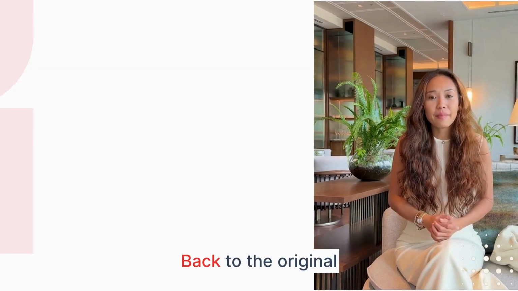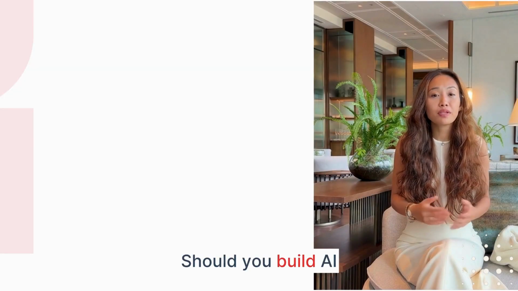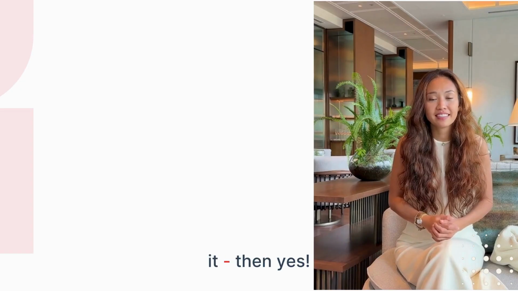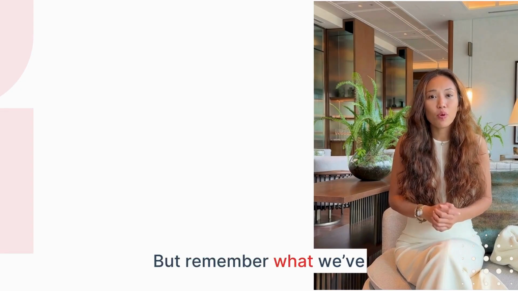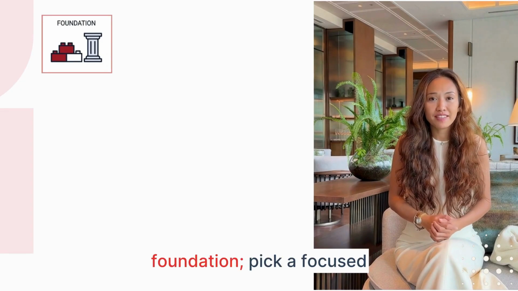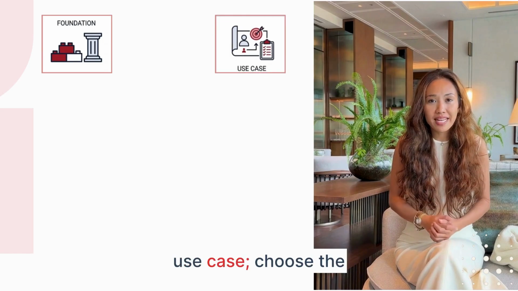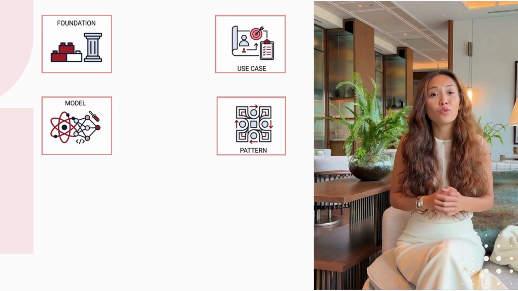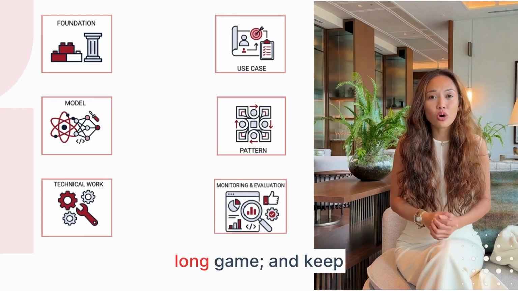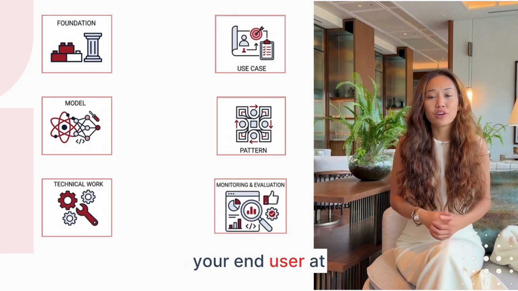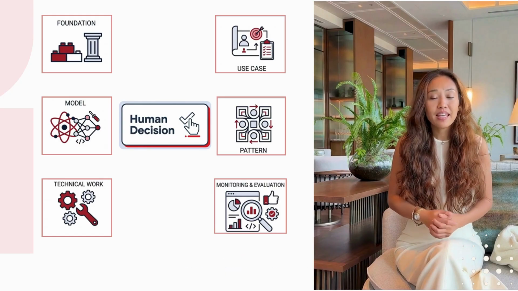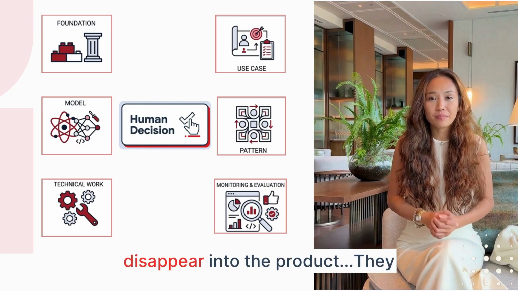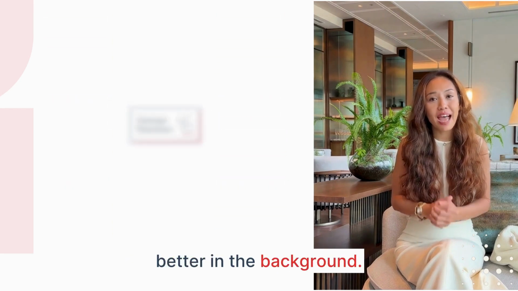So, back to the original question, should you build AI into your app? If you're thoughtful about it, then yes. But remember what we've covered. Start with the foundation. Pick a focused use case. Choose the simplest pattern that works. Do the technical work right. Plan for the long game. And keep your end user at the center of every decision. The best AI features disappear into the product. They just make things work better in the background.